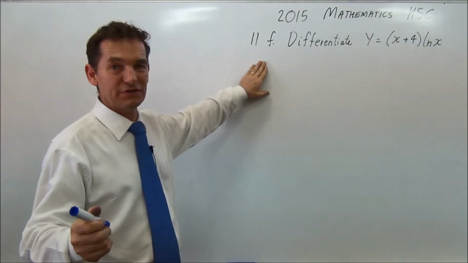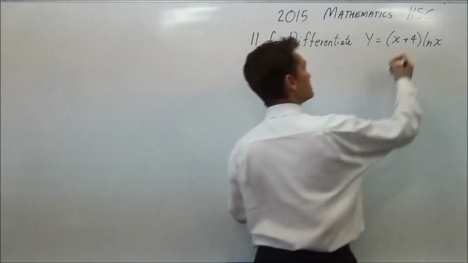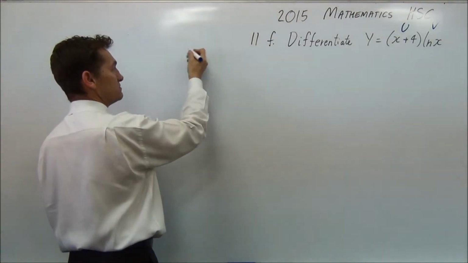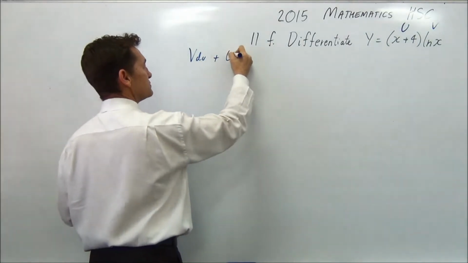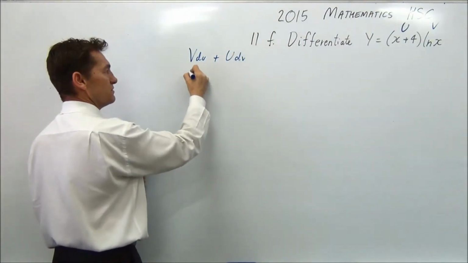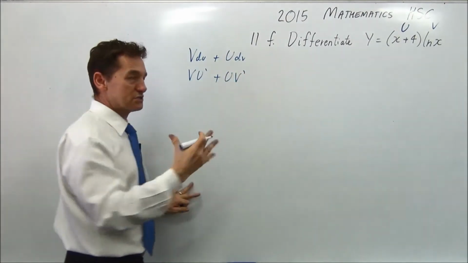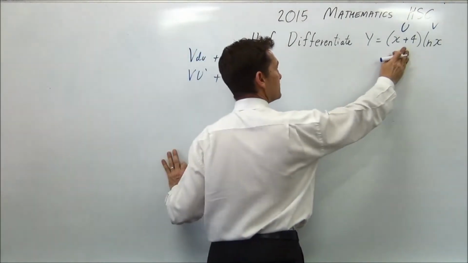Okay, 11f. So this is again differentiation, and this time you're going to use the product rule. So we're going to call this u and that one v. Depending on how you remember it, it's v du plus u dv, or you might write v u dash plus u v dash, whichever way you remember it, doesn't really matter.